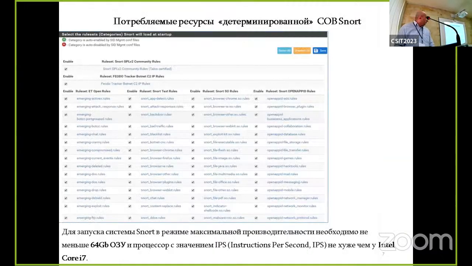Небольшое допущение. Для запуска системы обнаружения вторжений Snort в режиме максимальной производительности на сайте данные немножко другие, но мы практически это проверили. Для ее нормального функционирования необходим вычислительный ресурс с процессором не меньше, чем i7, и минимум 64 гигабайта. Это для функционирования этой системы. Какую мощность атак она должна отбить, это совсем другой вопрос.